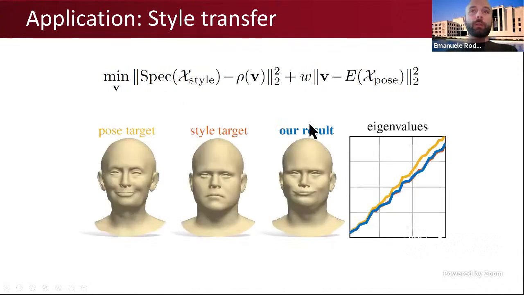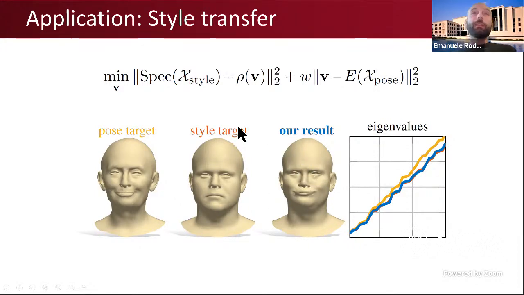All right, so instead of just looking at the formula, let me just show you images. Now imagine the following application. I give you two shapes. I'm gonna call them the pose target and the style target. And I ask you, please give me a new shape never seen before that has the pose, so the facial expression of this shape, and the style, so the identity of this shape. This is what I want. You see, this guy has the same facial expression as this one, but the style, the identity is this person over here. This is what I want.